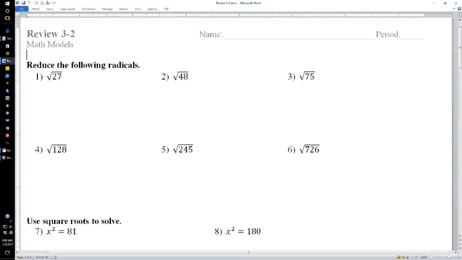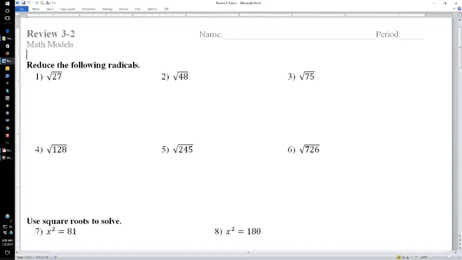Okay, this is review 3.2 for math models. This is all about radicals, square roots, how to reduce them, how to use them to solve for x and things along those lines. The first thing we need to remember is that to reduce radicals, we need our perfect squares.